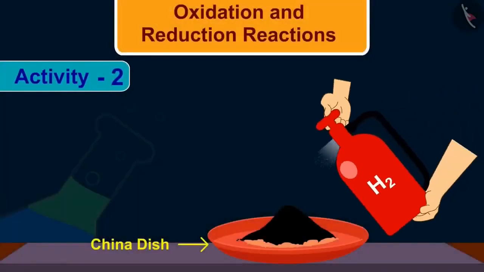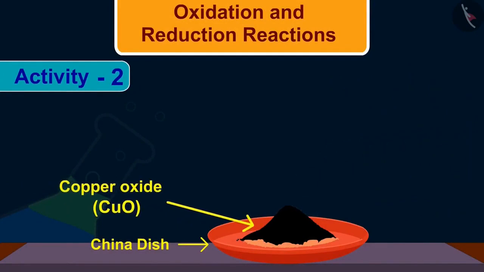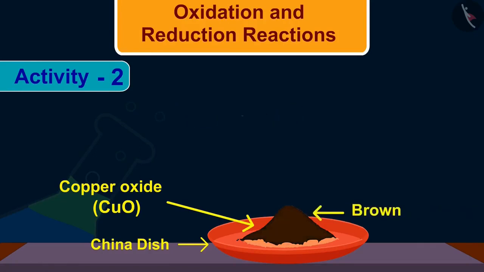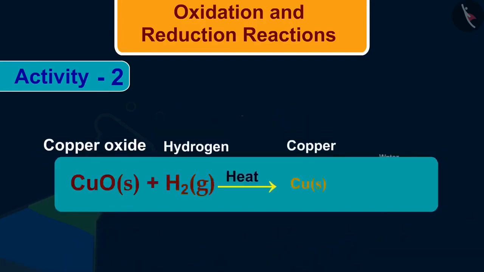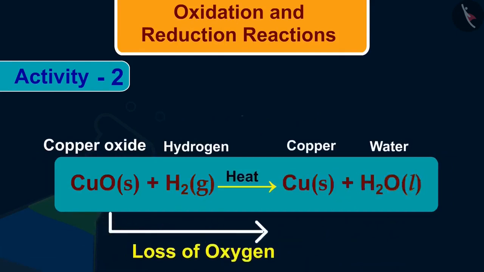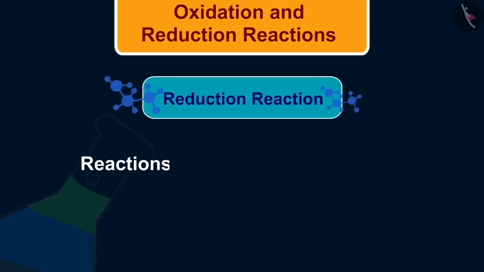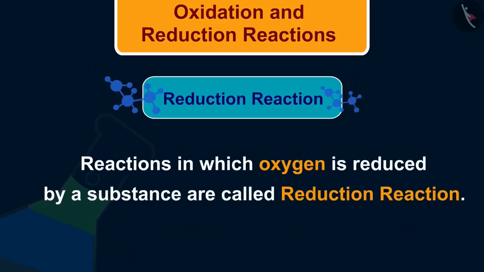If hydrogen gas is passed over this heated material, CuO, what do you observe? You will observe the black coating on the surface turns brown. This is because the reverse reaction takes place and copper is obtained. There is a loss of oxygen in the copper oxide. In other words, copper oxide is reduced. A reaction in which oxygen is removed from a substance is called a reduction reaction.